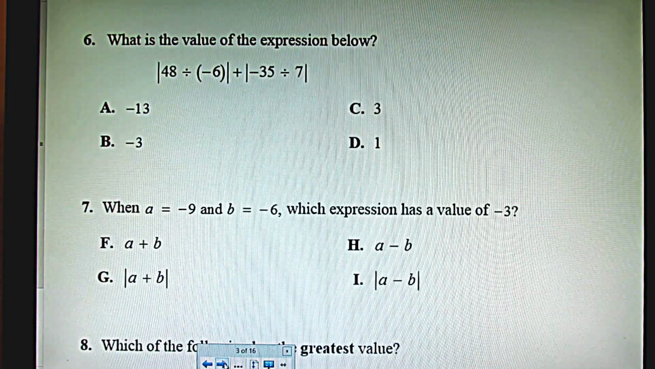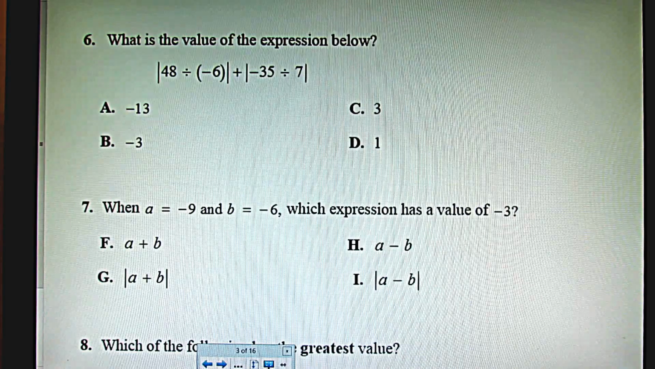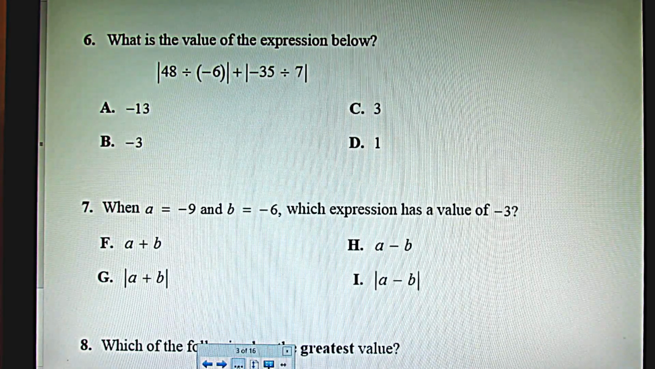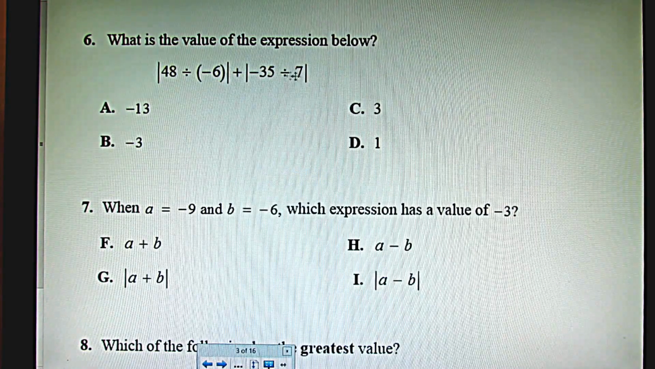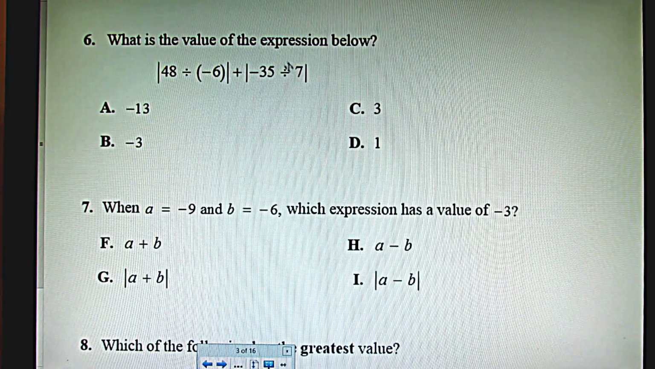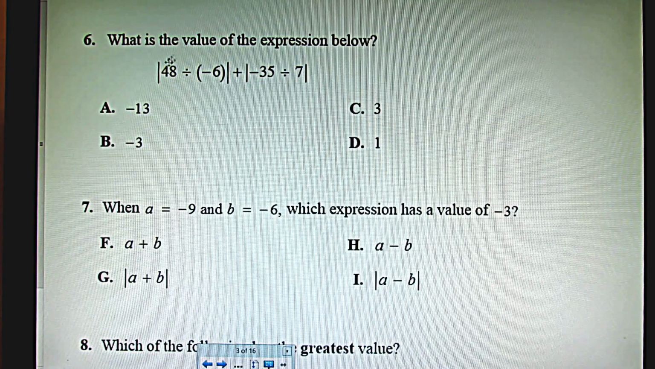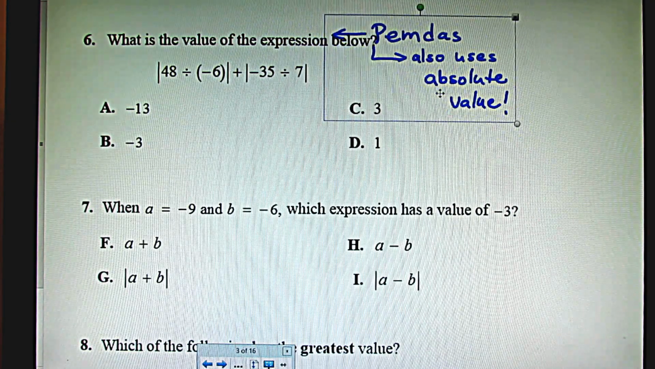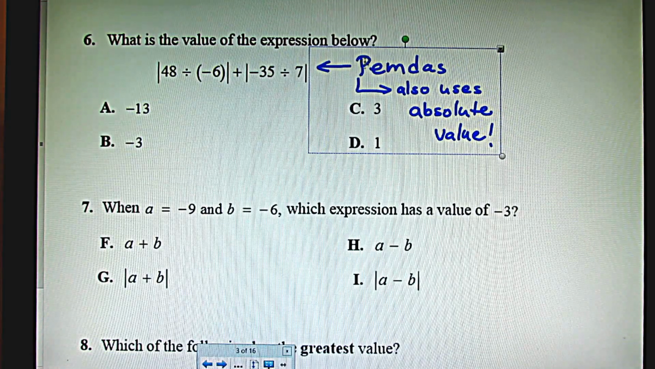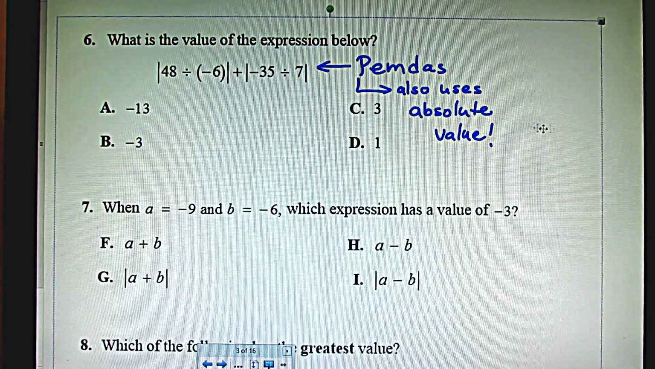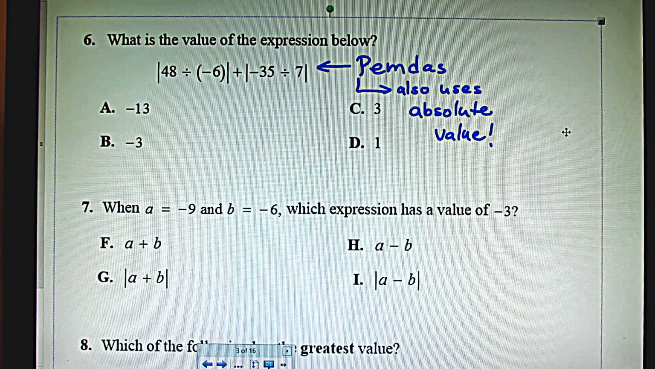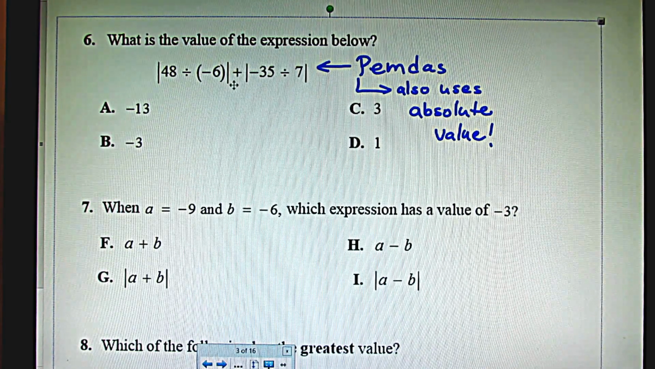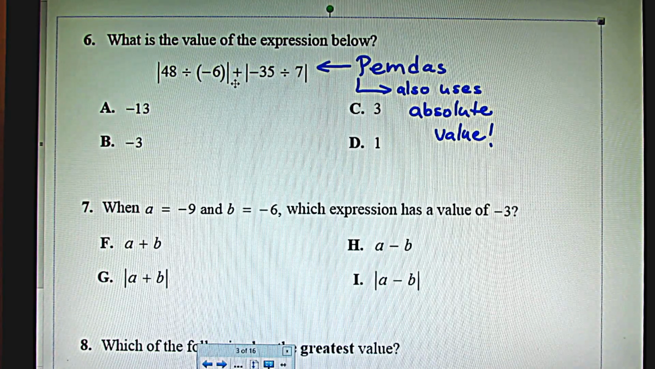Okay, welcome back. Number 6, what is the value of the expression below? There are multiple operations happening here. There's dividing, there's adding, there's another dividing. I see some absolute value bars and I see negative numbers. We have to use PEMDAS again. Don't forget, parentheses also count when you're talking about absolute value bars. Even though these aren't technically parentheses, they're going to count that way when I'm talking about PEMDAS.